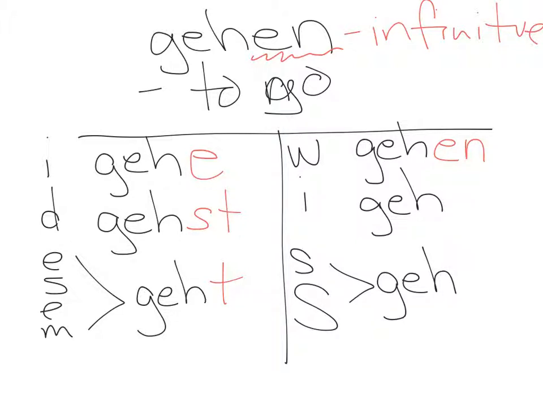Okay? What about ihr? What are we going to add? T. And that leaves us with geht again. So you notice sie, es, man, and ihr, they're very, very frequently the same word. Okay? Not always, but frequently. And sie? What, en. And that leaves us back with the infinitive. Wir and sie are always the same as well.